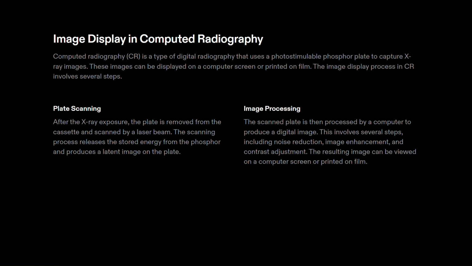Image display in computer radiography. There are two methods for the image display process. First is plate scanning. After exposure, the plate is removed from the cassette and scanned by the laser beam, which releases the stored energy from the phosphor and produces a latent image of light. The scanned plate is then processed by the computer to produce the digital image, which involves several steps, including noise reduction, image enhancement, and contrast adjustment. The resulting image can be viewed on a computer screen or printed on film.